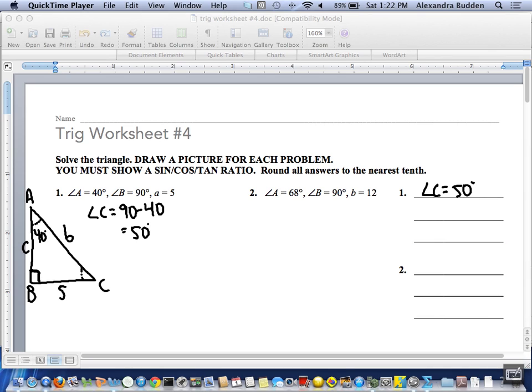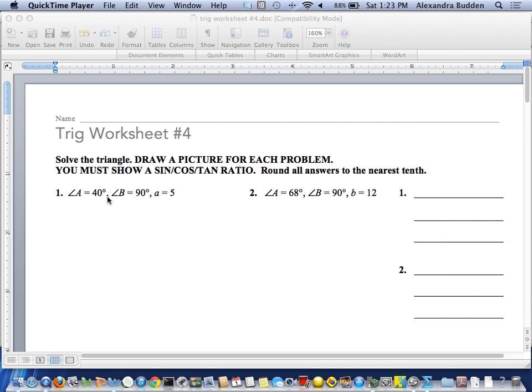Always use the information that you've been given. So we were given 40 and the 5. And I'm going to start by finding B. 5 is the opposite. B is the hypotenuse. Opposite and hypotenuse is sine. So I have sine of 40 degrees is equal to opposite, which is 5, all over B. Remember to put this over 1 and we can use our cross products. So I have 5 is equal to B multiplied by the sine of 40. Divide by sine of 40 and I get B equals 5 divided by sine of 40.